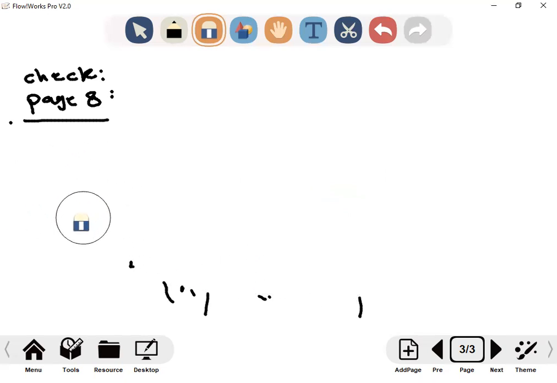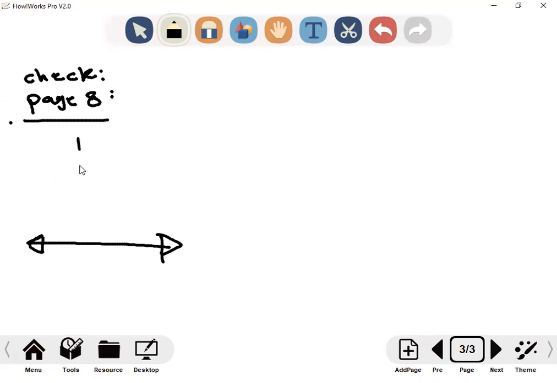Let's go to the check and we will understand it more, where we will use this in writing the domain and the range. Let's take this check, page 8. We have this coordinate plane, sorry, and we have this curve.